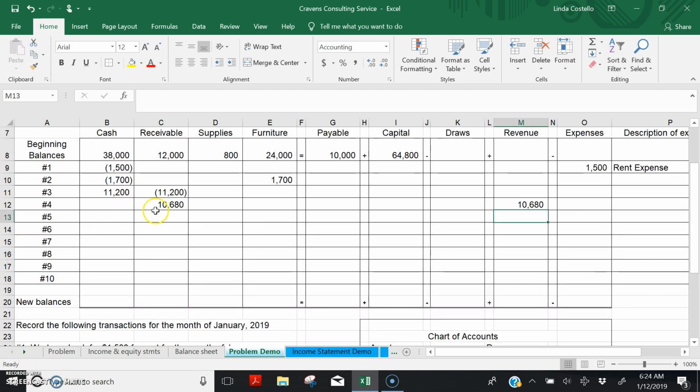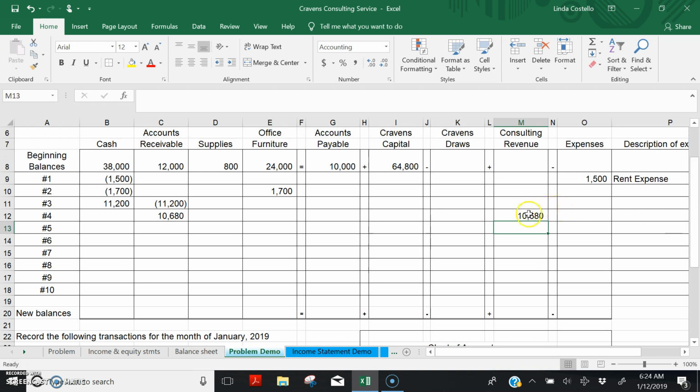Increase accounts receivable $10,680. Increase consulting revenue $10,680. Transaction number 5.